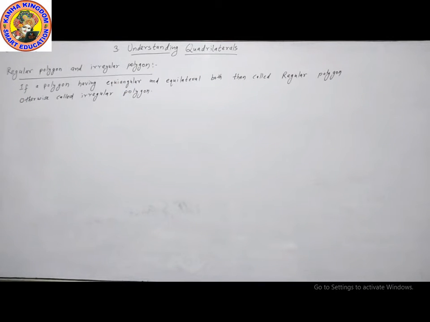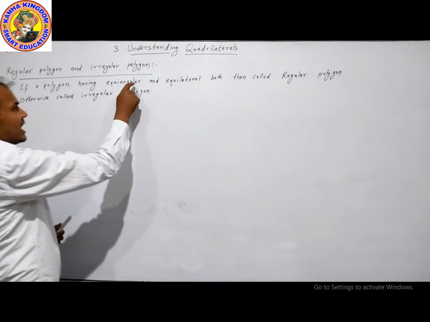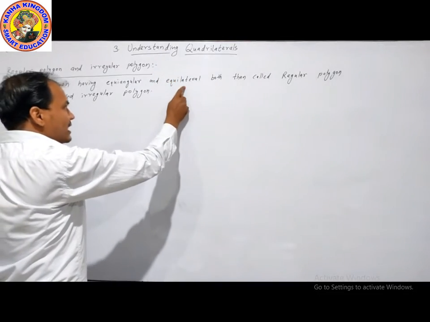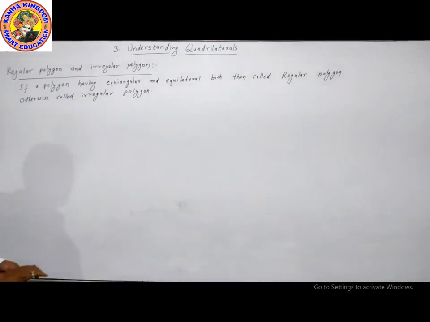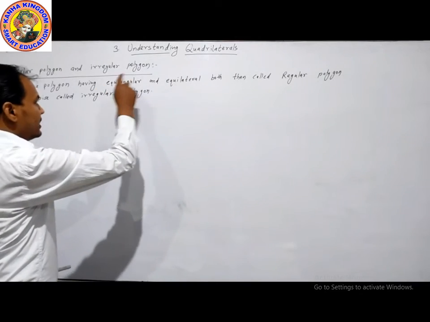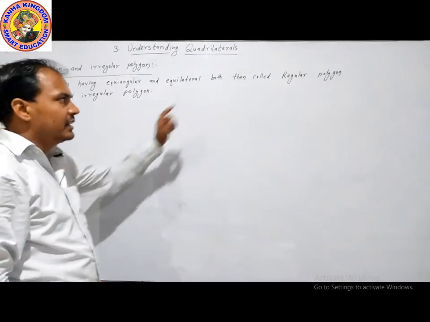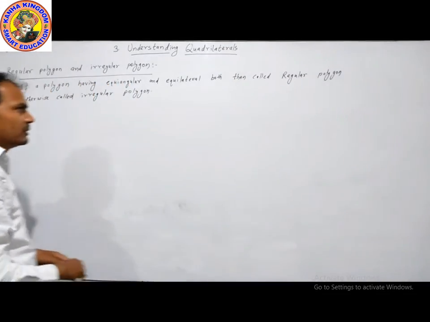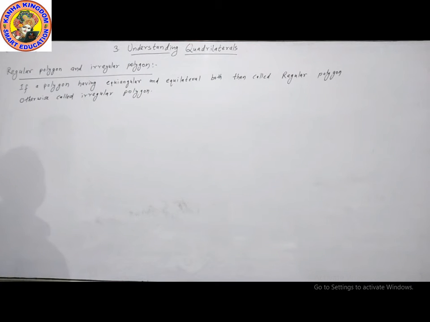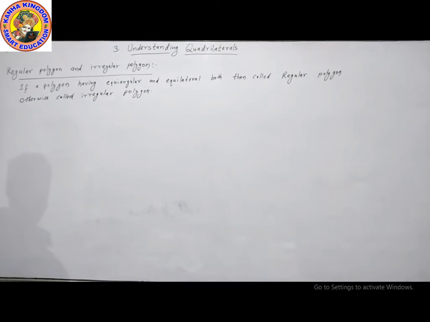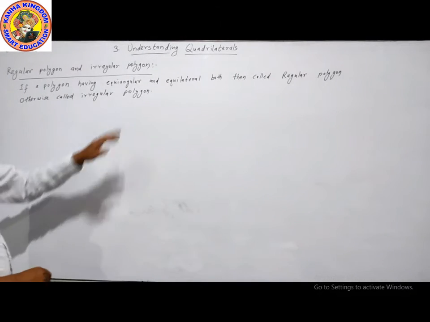If a polygon has equiangular and equilateral: equiangular means all angles of the polygon are equal. Equilateral means all sides of the polygon are equal. There are two conditions. If both conditions apply in a polygon, then it is called a regular polygon. Otherwise, if one of them is not applicable in the polygon, it is called an irregular polygon.